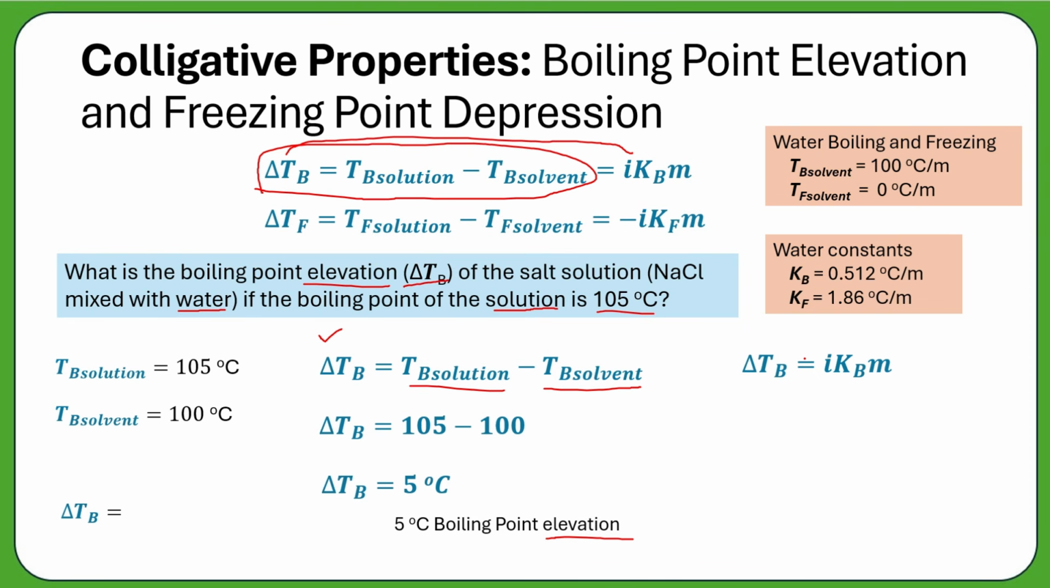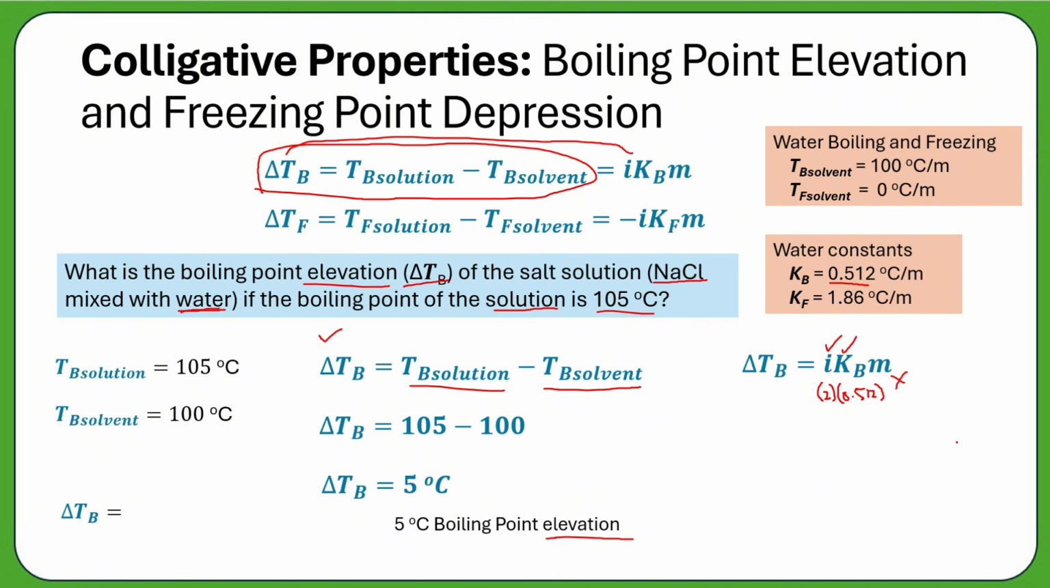How about if we're going to use this formula? Now, the question is, do we have i? Yes, we can find i because we know the solute is NaCl and that is 2, right? So we have the value here, 2. Now, do we have this Kb? Yes, because we're talking about water, it's the same Kb, 0.512.